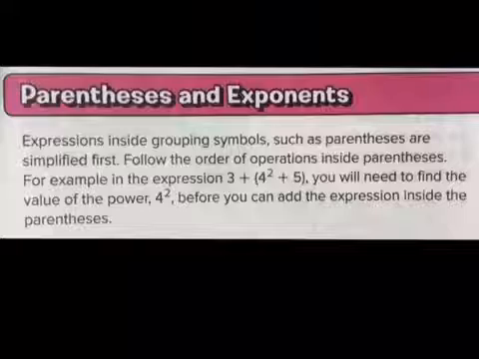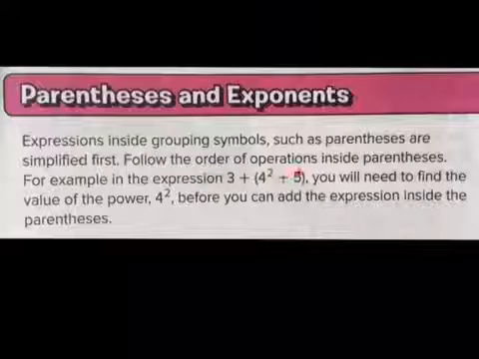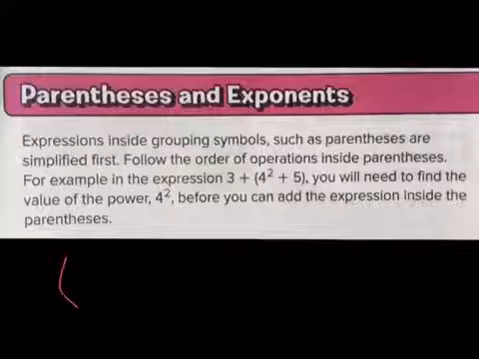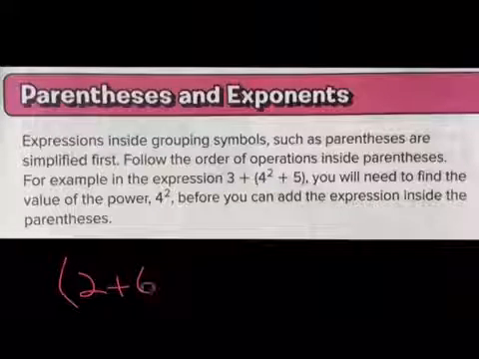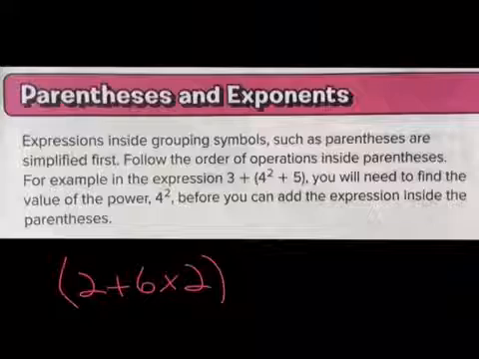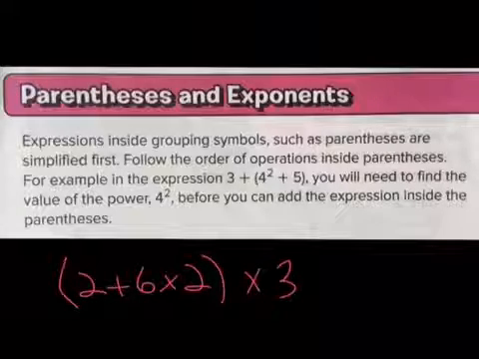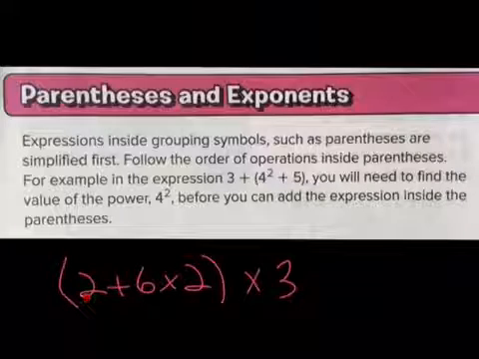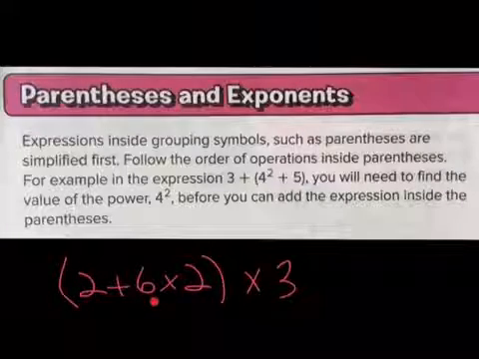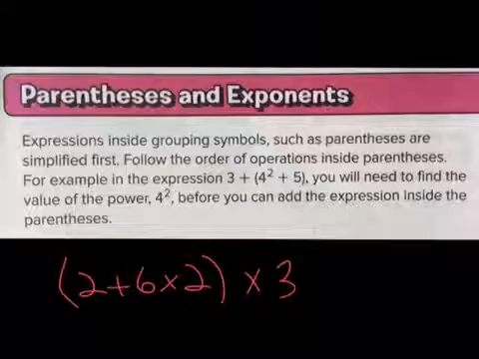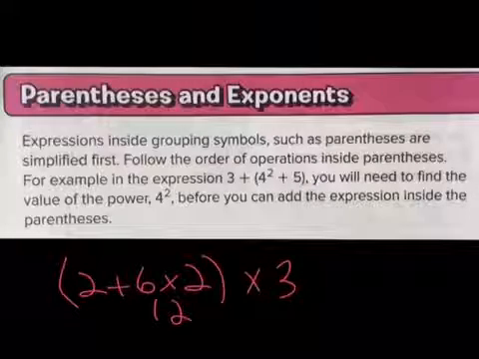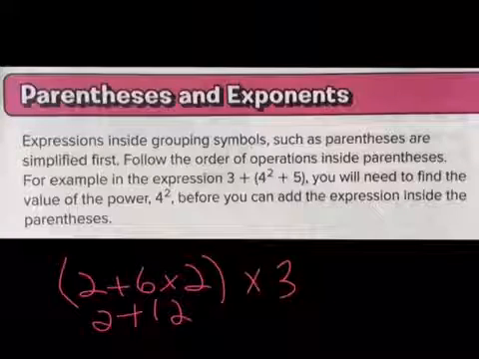There you have it. Parentheses and exponents. Expressions inside grouping symbols such as parentheses are simplified first. Follow the order of operations inside parentheses. So if you have in parentheses, for example, 2 plus 6 times 2, and then outside of parentheses you also have times 3, you have to solve the parentheses first. Inside the parentheses, you have to do the multiplication first. You would follow order of operation once again. So here you would get 12 plus 2, which would equal 14.